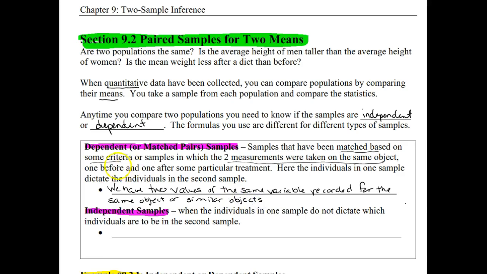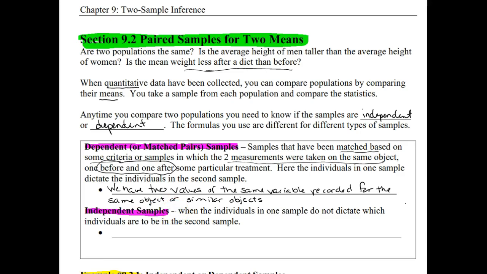A lot of these that we're going to see are going to be in this before and after scenario, like up here where they talked about the diet plan. If we take a bunch of people and we weigh them before they go on a diet, and then we take those same people and we weigh them after the diet, we're going to have two values of weight, the same variable, recorded for each of those objects in the sample. So those would be paired samples.